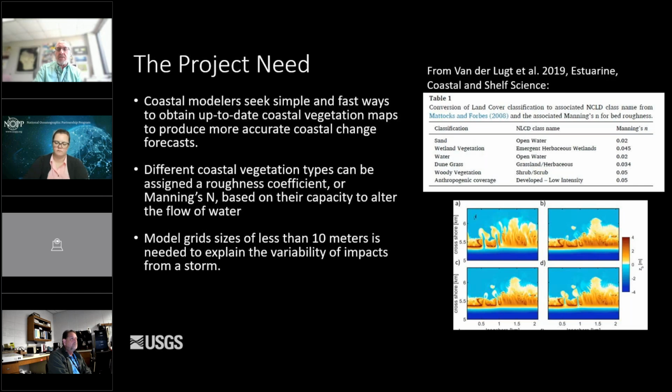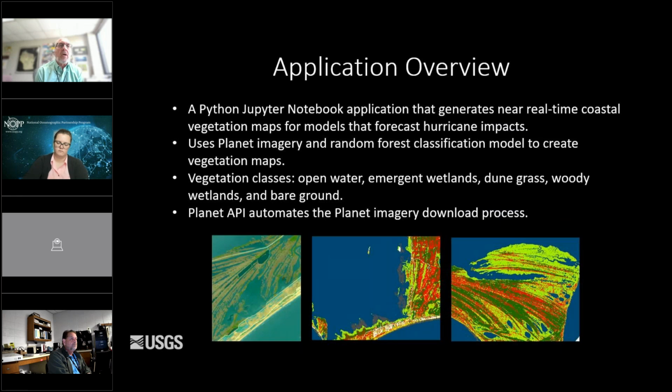So we know there's changes. In some areas we need a different method to do that. So this is a tool that's been developed, uses a Jupyter notebook application that operates on planet imagery. And then it can produce updated elevation maps for these unlimited number of classes, and it's a highly automated process.